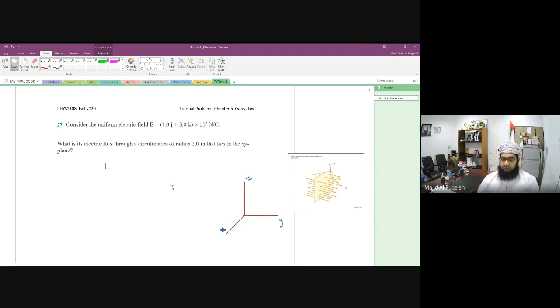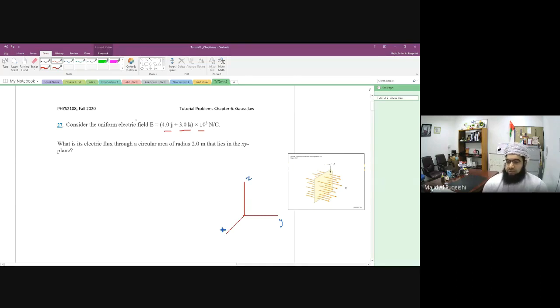So the first problem is 27. Consider the uniform electric field E equals 4.0 in the J direction, plus 3.0 in the K direction, and all of these are multiplied by 10 to the power 3 newton per coulomb. What is the electric flux?